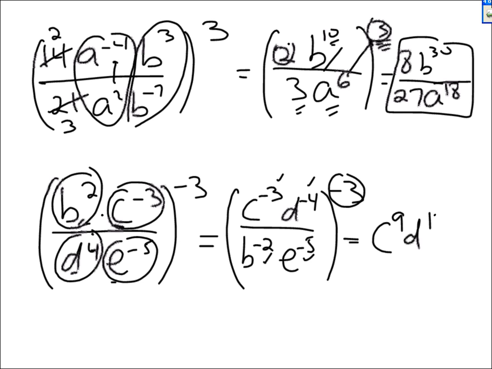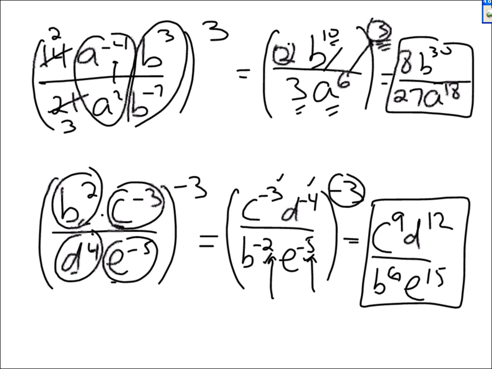9, 12, negative 2 times 3 is 6, negative 5 times 3 is 15. And here is my final answer, and all the exponents are positive, which is just what we wanted. Remember, a smaller number minus a larger number will always, always, always be negative. If you take away more than you have, you'll be negative.